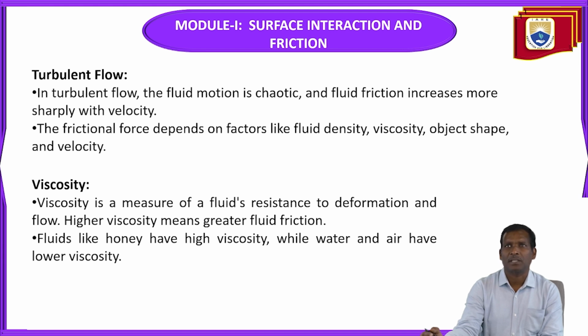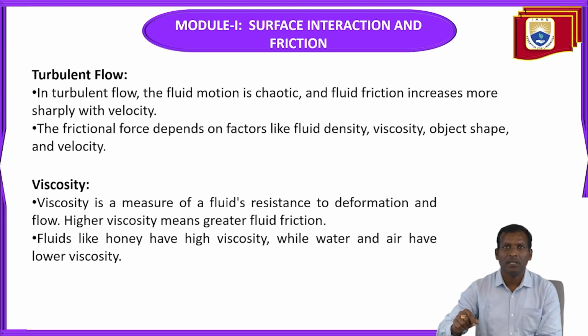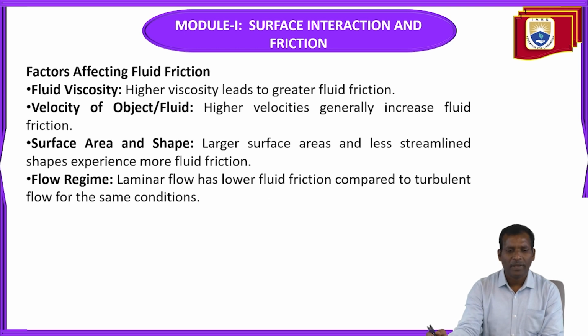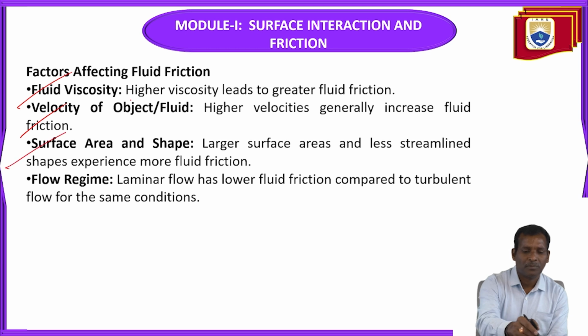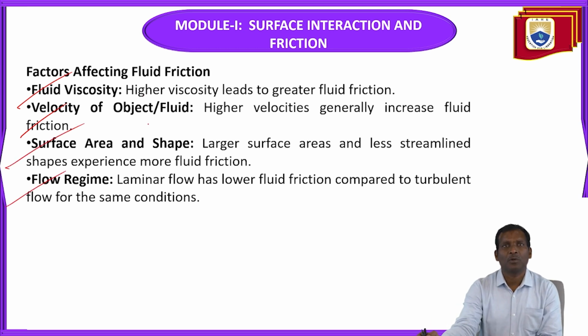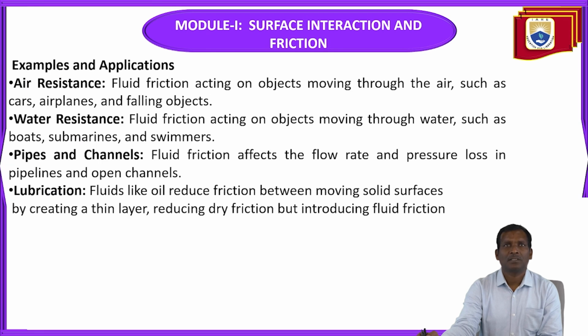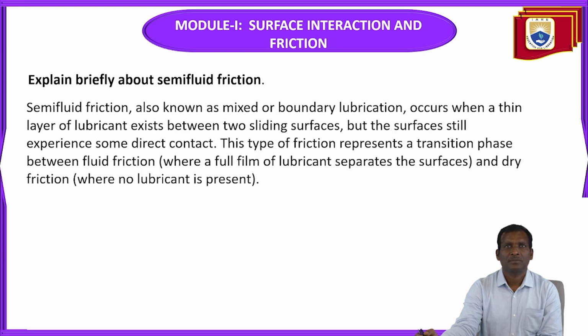The turbulent flow, fluid motion is chaotic, and fluid friction increases more sharply with velocity. Viscosity measures the fluid resistance to deformation and flow. The higher viscosity means the greater fluid friction. Factors affecting the fluid friction are fluid viscosity, velocity of object or fluid, surface area, and shape and flow region. Examples and applications are air resistance, water resistance, pipes and channels, and lubrication.